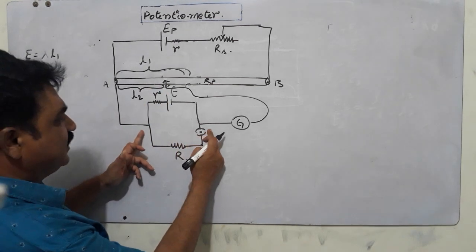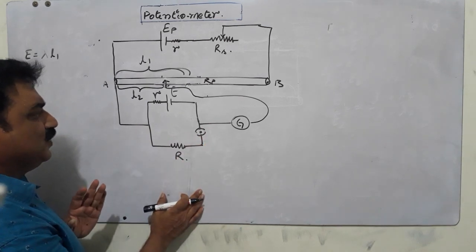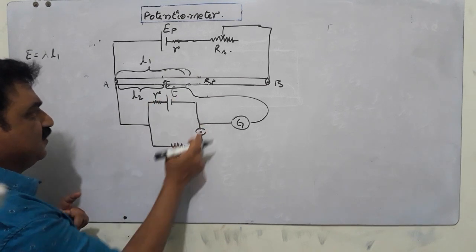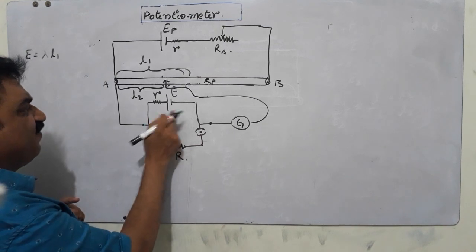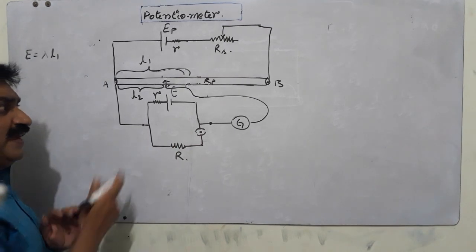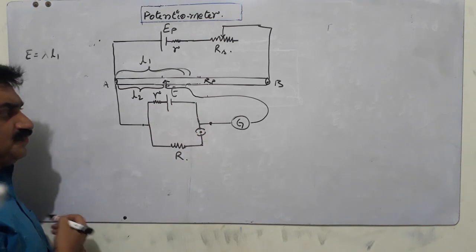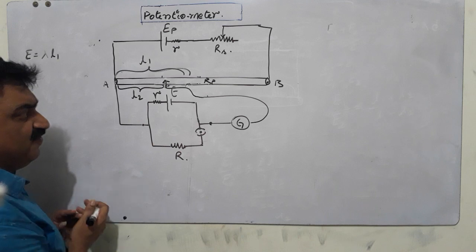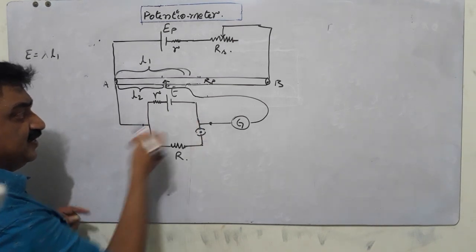If you keep this circuit like this, now in the secondary circuit, the terminal voltage is coming into play instead of the EMF of the cell. Why? Because the cell is in a closed circuit. If the cell is in a closed circuit, we cannot derive the EMF. We can derive the terminal voltage of the cell.